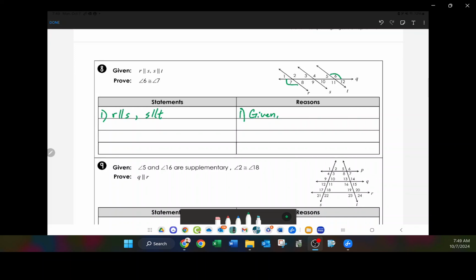Now, I could say that they're congruent because they're alternate exterior angles, but that would mean I need to know that R is parallel to T. Do I know that R is parallel to T? I do, but why? Two, R is parallel to T because of the transitive property of parallel lines. Usually when you just say transitive property, that's dealing with congruence or equals, but if you're dealing with parallel lines, you need to say transitive property of parallel lines. Now, that would give us that angle 6 is congruent to angle 7 because they are alternate exterior angles.